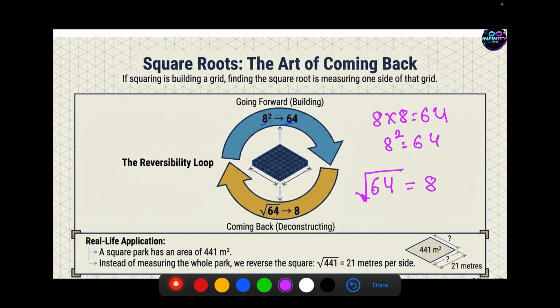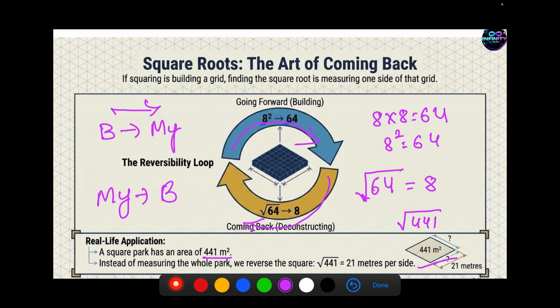Think about traveling. Going from Bangalore to Mysore is one journey. Similarly, squaring goes forward. Square root comes back, like coming back from Mysore to Bangalore. Suppose a square park has an area of 441 square meters. Instead of measuring every side, we simply calculate the square root of 441. That gives 21 meters. So each side of the park is 21 meters. Architects use this idea every day while designing parks, rooms, playgrounds, and buildings.